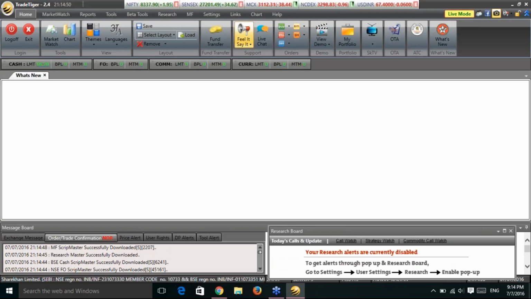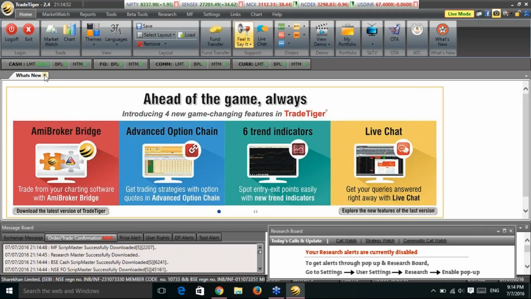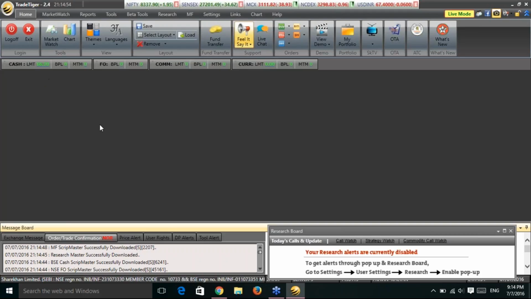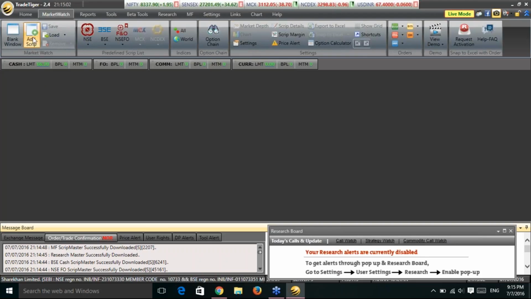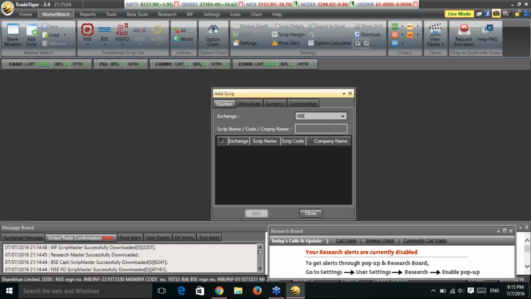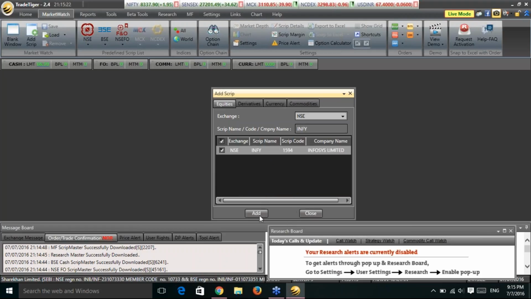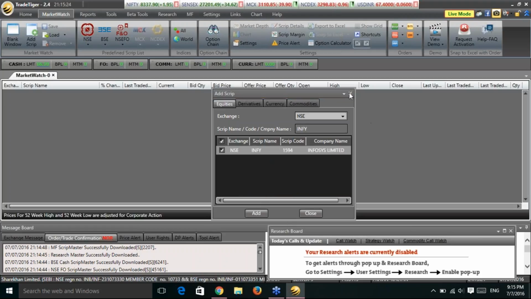So almost every trading software has the same facility. This may be a little different, but not more than that. What I do is add a script first. Let's take an example of a stock, then we will take an example of currency. Let's say I'm interested in Infosys. So I added Infosys here.